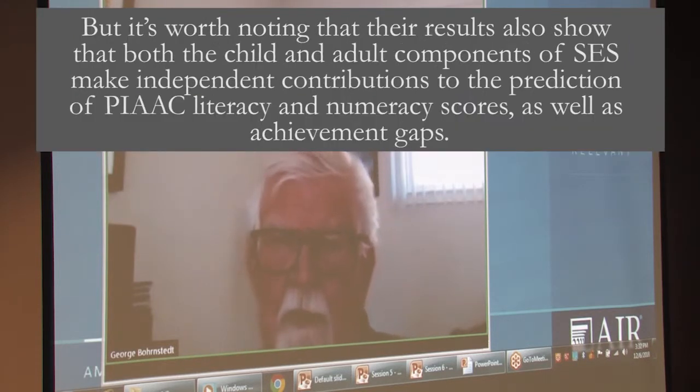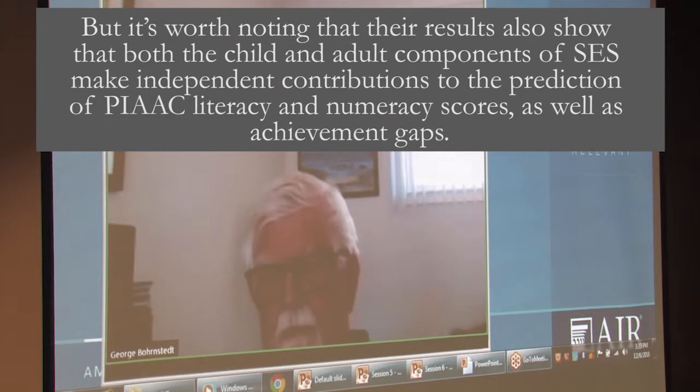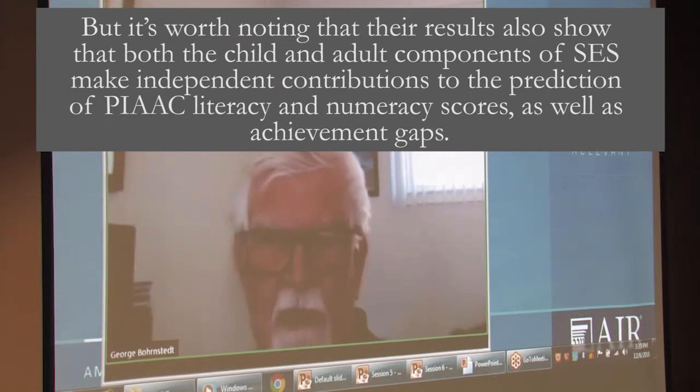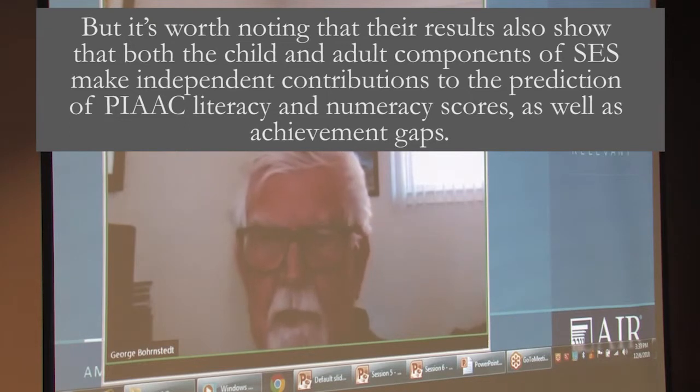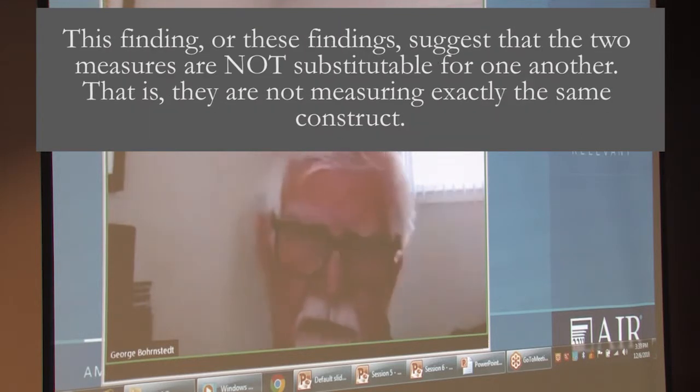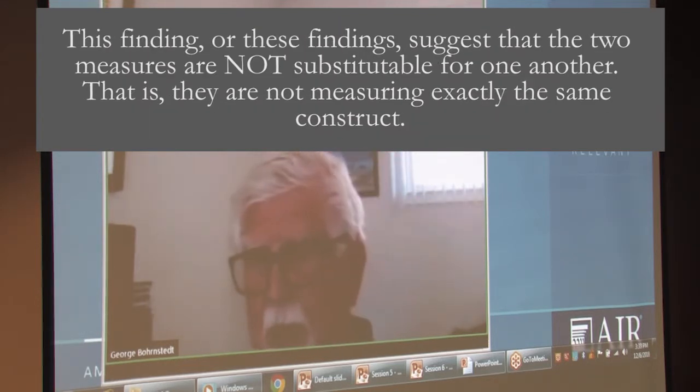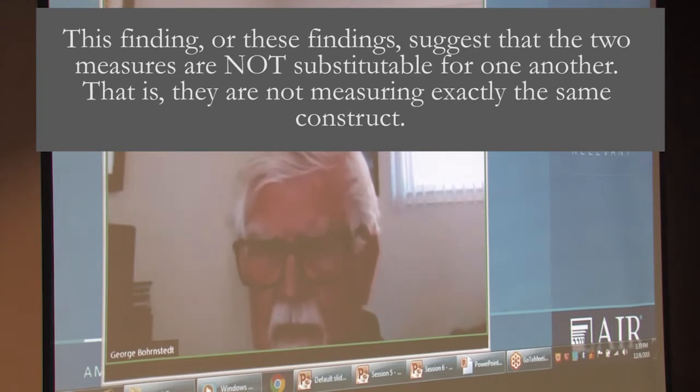But it's worth noting that the results also show that both the child and adult components of SES make independent contributions to the prediction of PIAAC literacy and numeracy scores, as well as the achievement gaps. These findings suggest that the two measures are not substitutable for one another. That is, they're not measuring exactly the same construct.